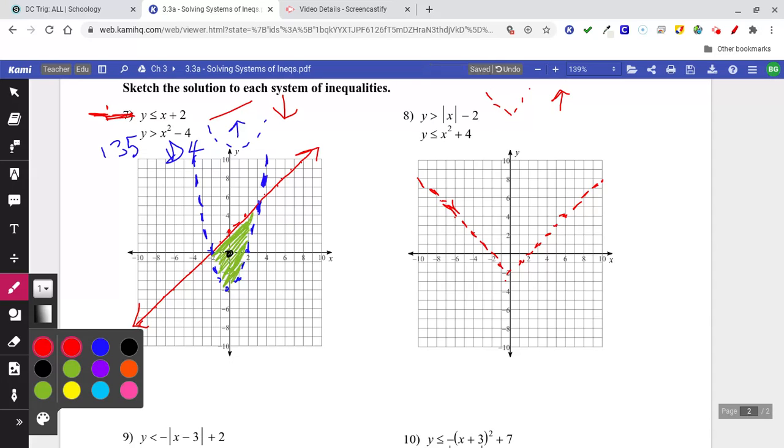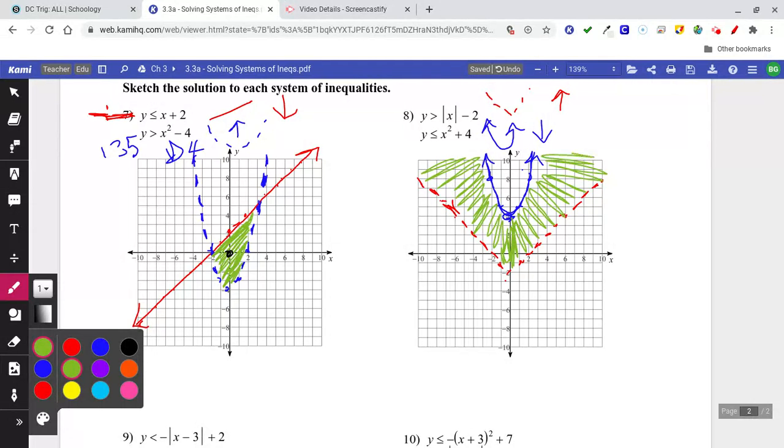X squared is a parabola, so you should recognize a parabola shape. It's solid, and we're going to shade down below. So we shift up 4, that's what it tells us to do, and we give our 1, 3, 5. Solid parabola. So up from the red and down from the blue looks like it's in between them. If I said, give me one example of a solution, you might say 0, 0.